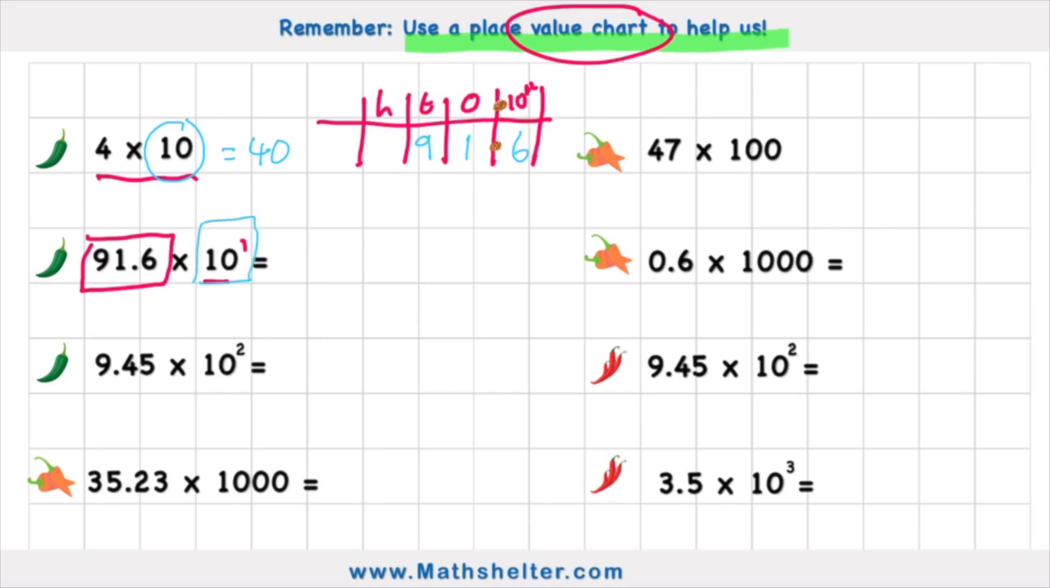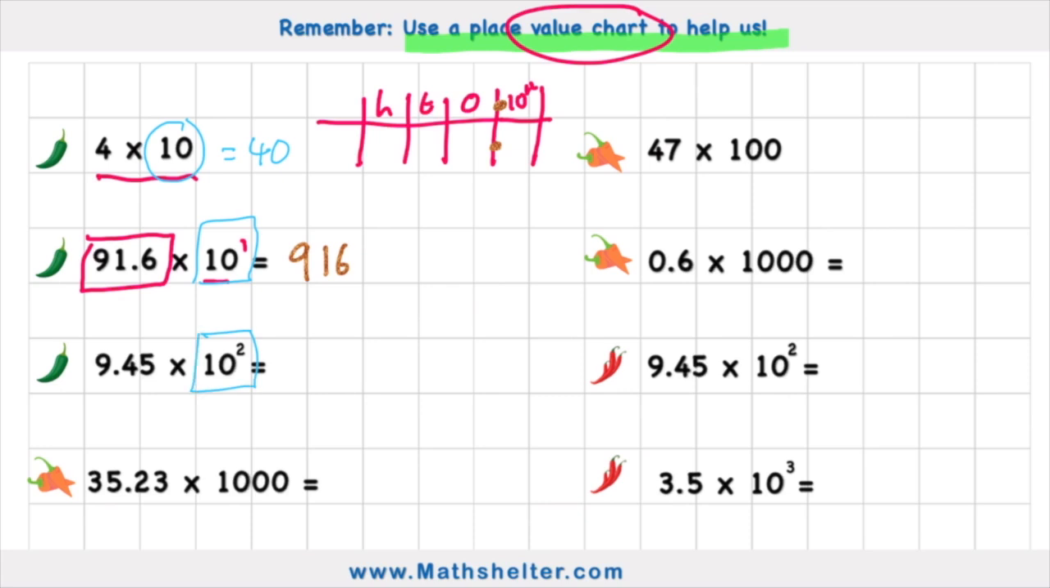As I'm multiplying it by 10 to the power of 1, all I'm doing is shifting these digits one place again. So I'd have 9 in the hundreds column, 1 in the tens column, and the 6 would jump around the decimal and go into the ones column. Now if I wanted to, I could put my decimal back and my placeholder just to be sure, but my final answer either way is 916.